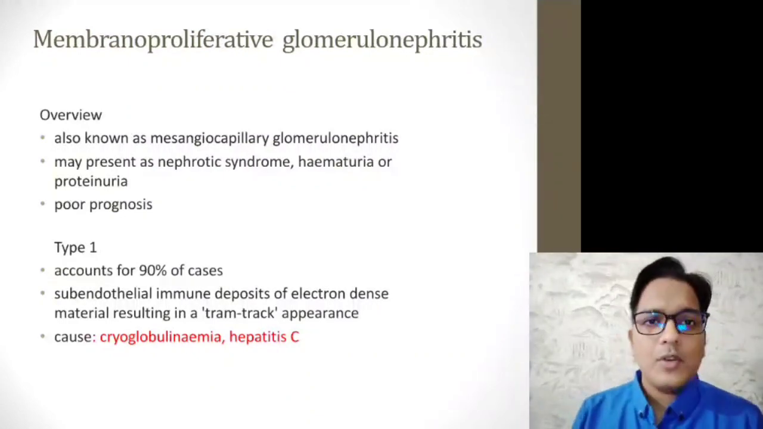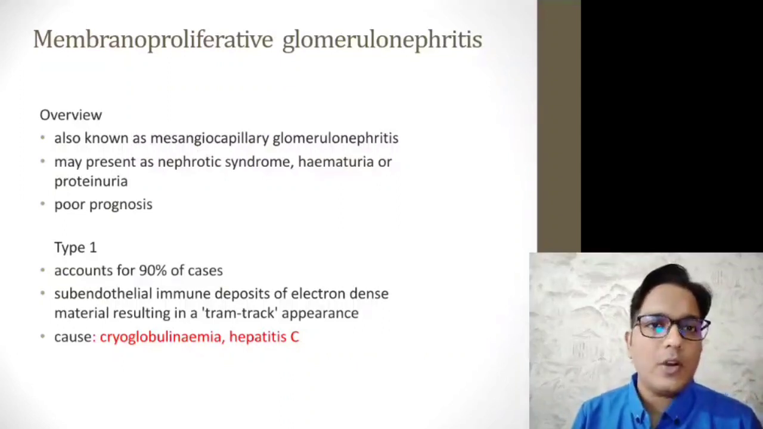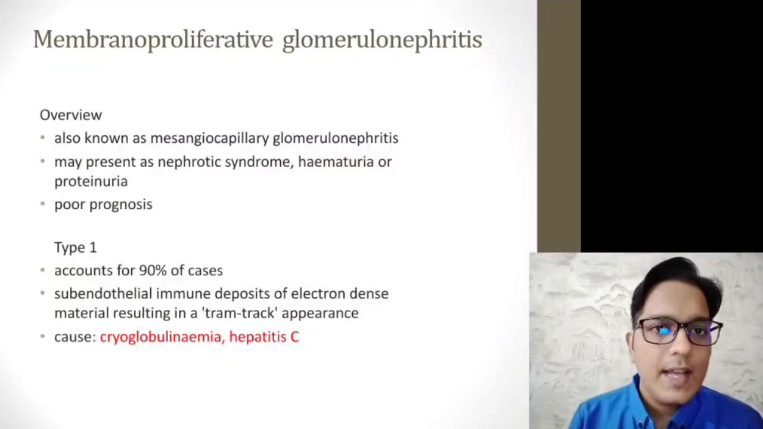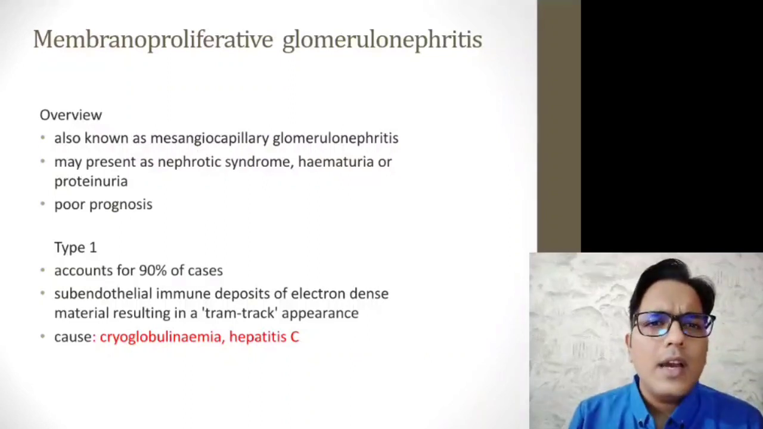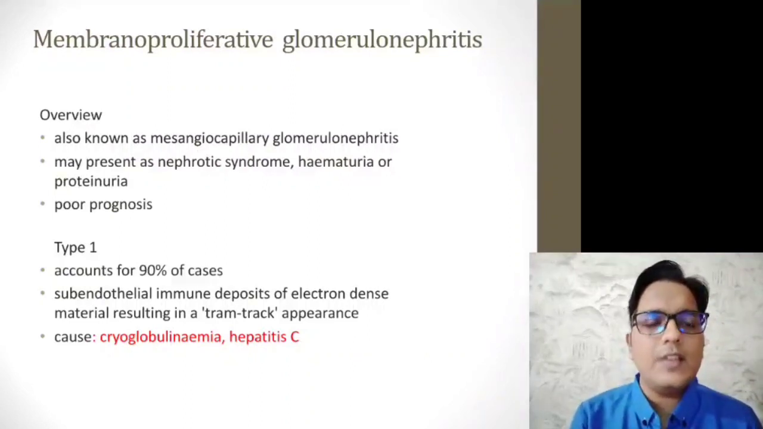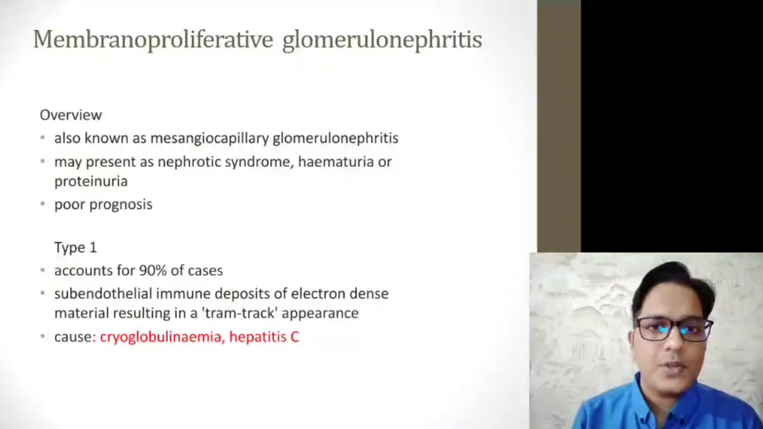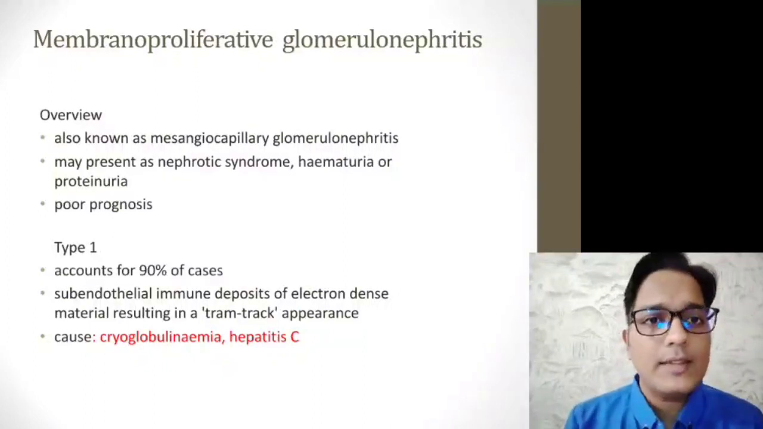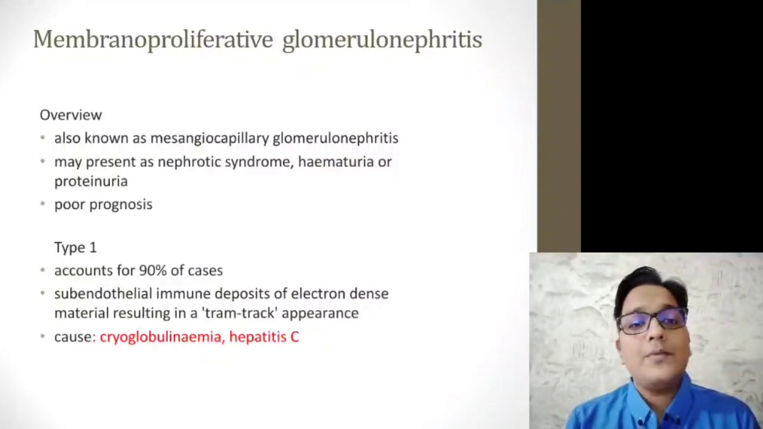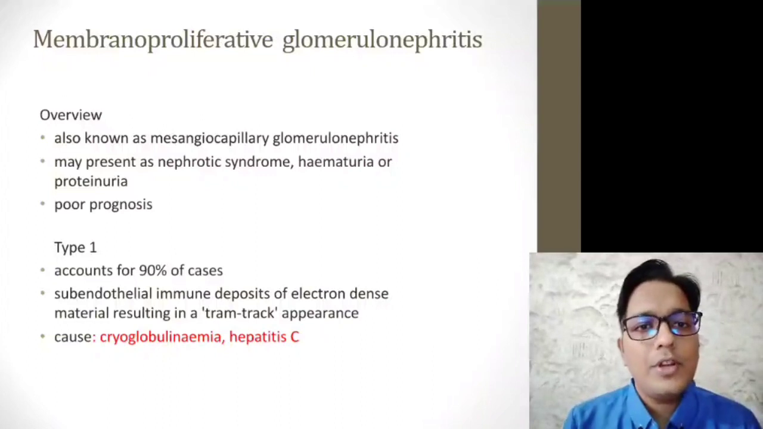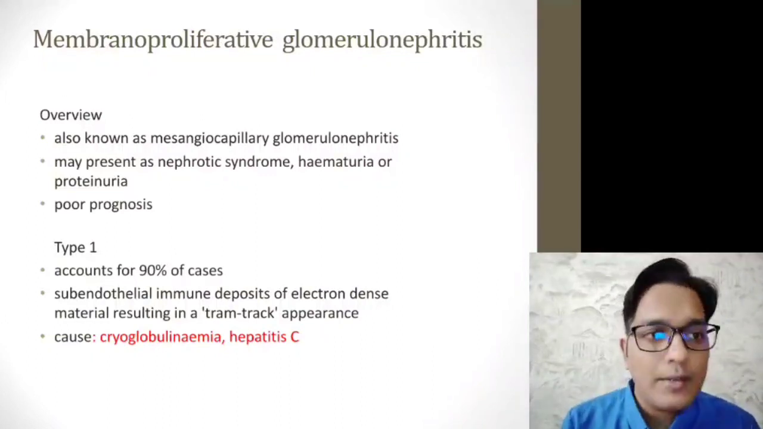The membranoproliferative glomerulonephritis is also called mesangiocapillary glomerulonephritis, and there are two types. So what are the types? Number one, it is associated with hepatitis C infection, and the biopsy shows subendothelial immune deposits or electron dense materials, which makes a tram track appearance. So it should be known that the tram track appearance occurs in membranoproliferative glomerulonephritis. The type 1 we can remember as C, the cryoglobulinemia and hepatitis C associated with type 1.